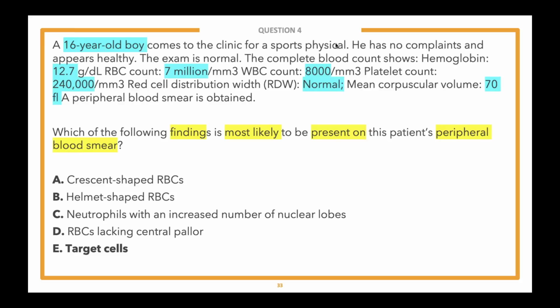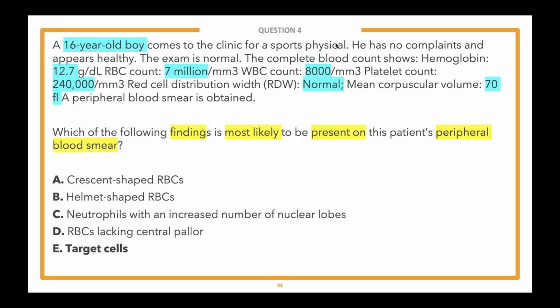thalassemia, the morphologic finding that you can see in thalassemia is target cells. So you have a little bit of condensation of hemoglobin in the center, and that's what gives it its targetoid appearance, okay? You can also see it in liver disease as well. So let's take a look at the other answer choices real quick, why those are incorrect.